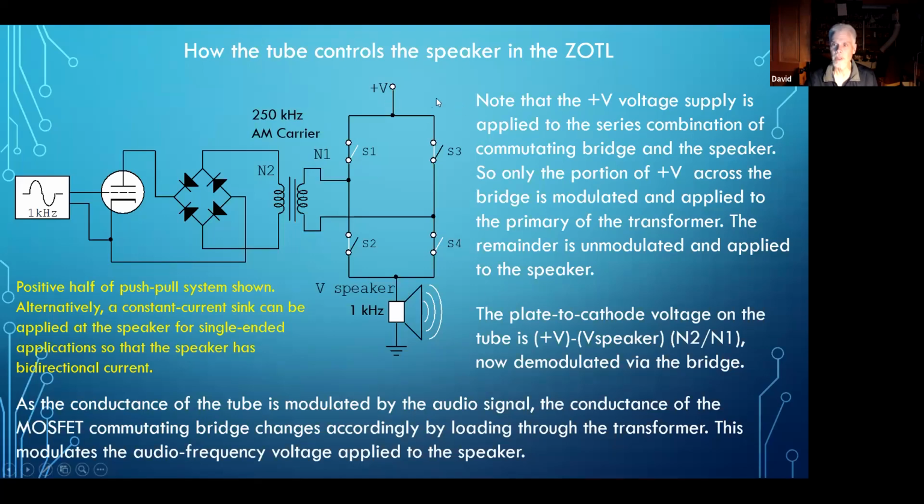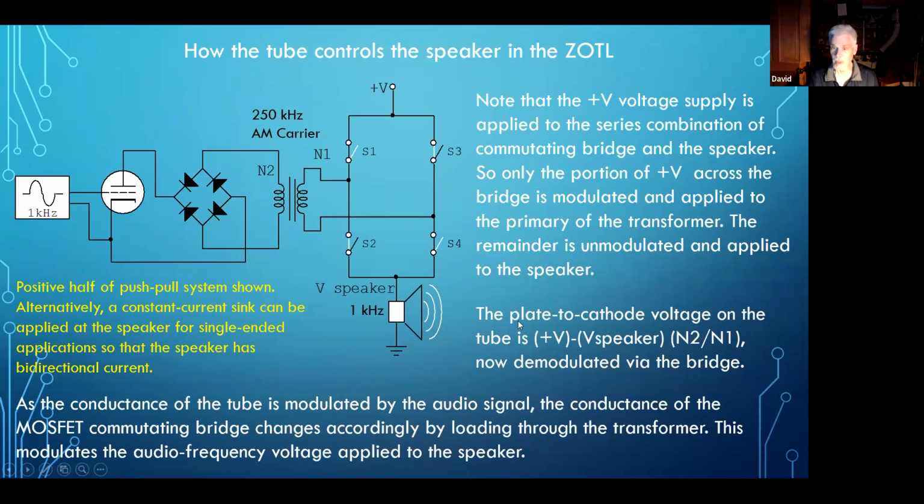So note, the V plus voltage is applied to the series combination of the commutating bridge and the speaker. So we have the commutating bridge here and the speaker here, they're in series. So only the portion of the V plus across the bridge is modulated by these MOSFET switches and applied to the primary of the transformer here. The remainder is unmodulated and applied to the speaker only. So you've got the voltage across this part of it modulated. You got the voltage across this part of the circuit, which is the voltage across the speaker, that's not modulated.